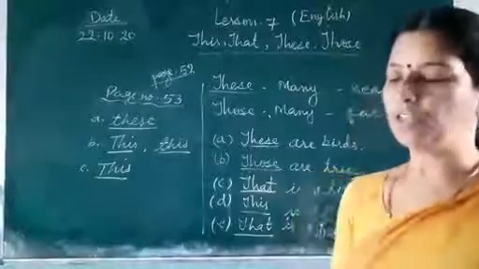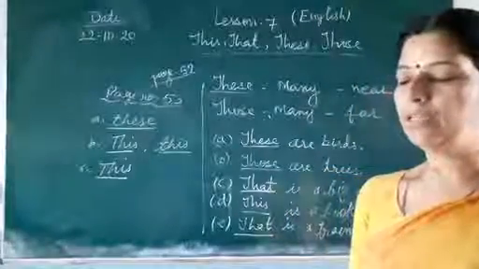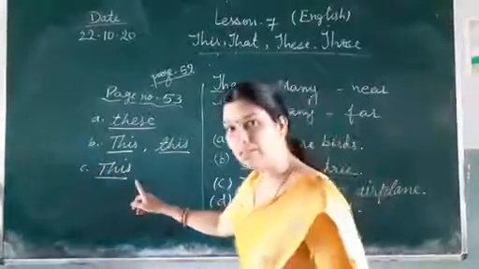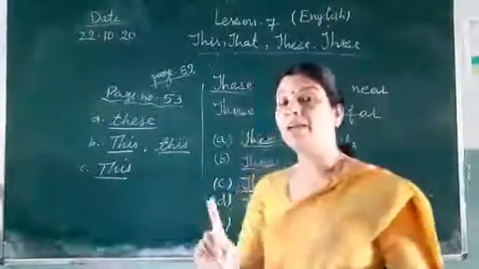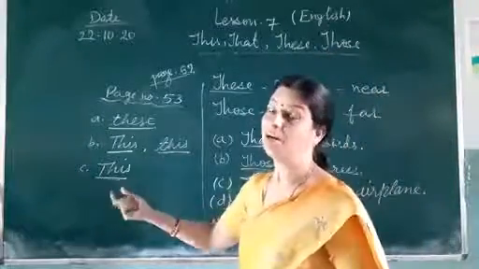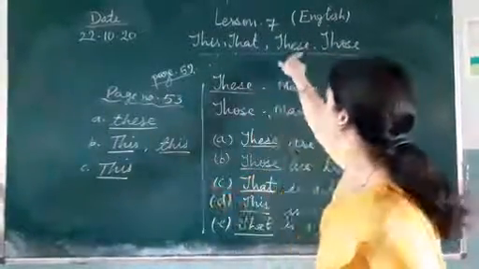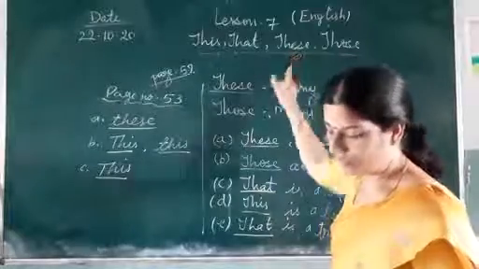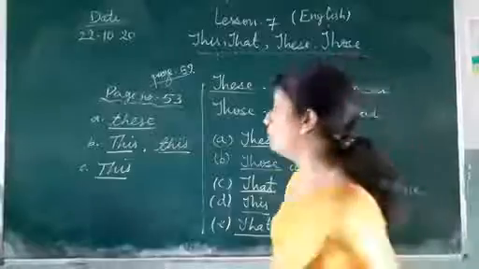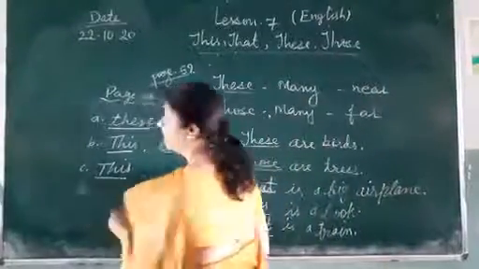You can see in the picture, racket is near to the boy. That's why we are using this. And racket is only one. So we are using this. अगर two rackets होते तो we will use these. Okay? This is my racket. Now picture D. See the picture D.